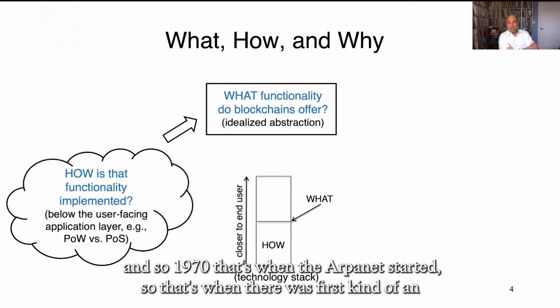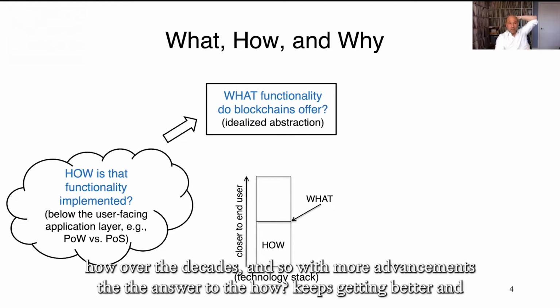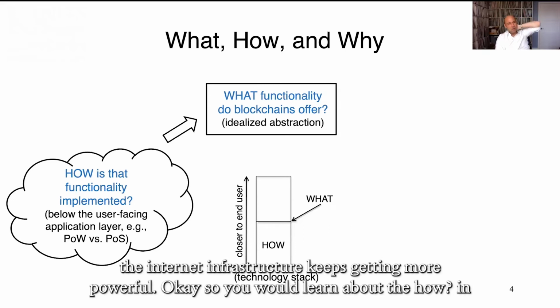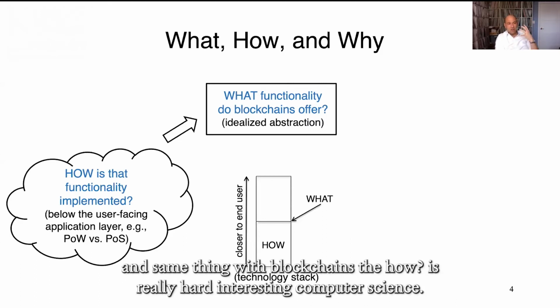And so 1970, that's when the ARPANET started. So that's when there was first an answer to the how. And of course, engineers and computer scientists have been iterating on the how over the decades. With more advancements, the answer to the how keeps getting better, and the internet infrastructure keeps getting more powerful. So you would learn about the how in a serious engineering course on computer networking, in the case of the internet. And same thing with blockchains. The how is really hard, interesting computer science.